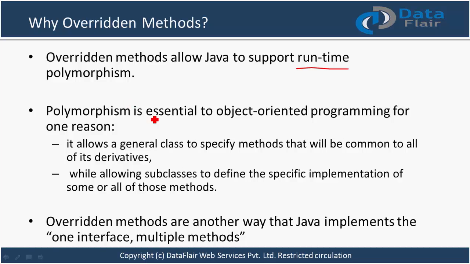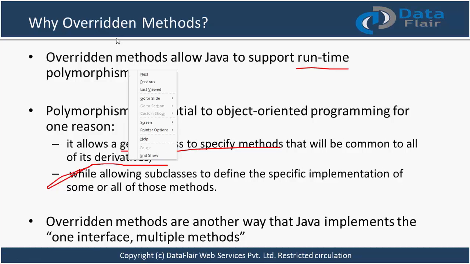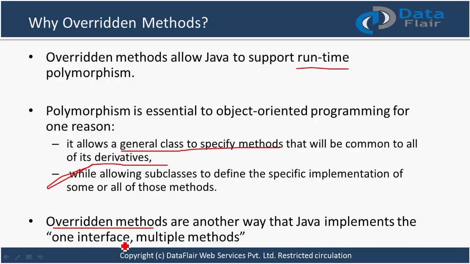Now where should we use it? We can use it in a general class to specify methods that will be common to all its derivatives. If you have lots of classes you will be using, and all those classes will need some type of methods, you can use this concept of polymorphism here. You can also override the methods, and that's why you get the concept of one interface and multiple methods. You can use the same name, but depending upon the class or the reference, it will call different methods. That's why this concept is so important, because it provides you runtime polymorphism, which is very difficult to find.